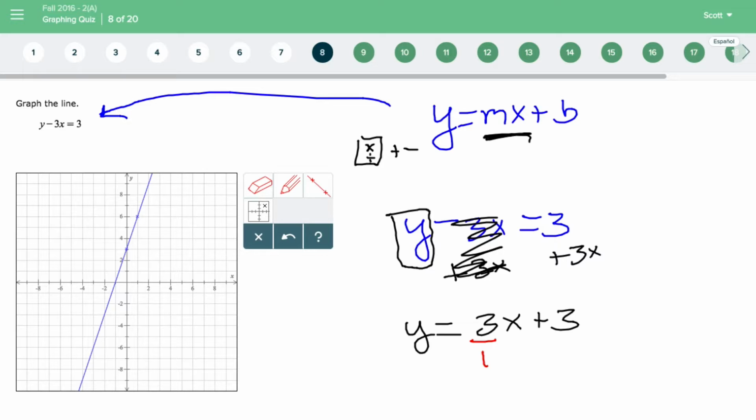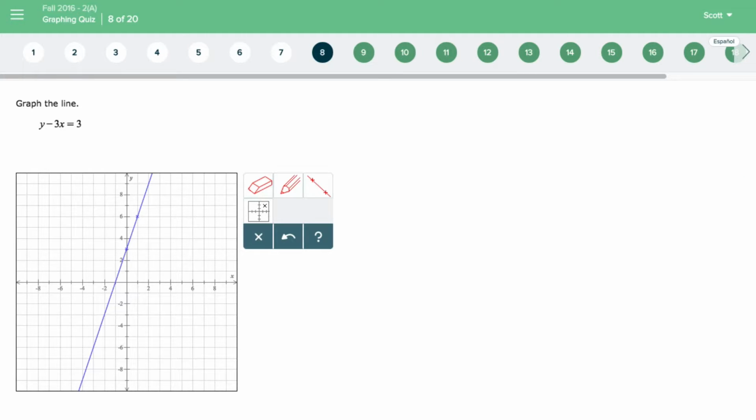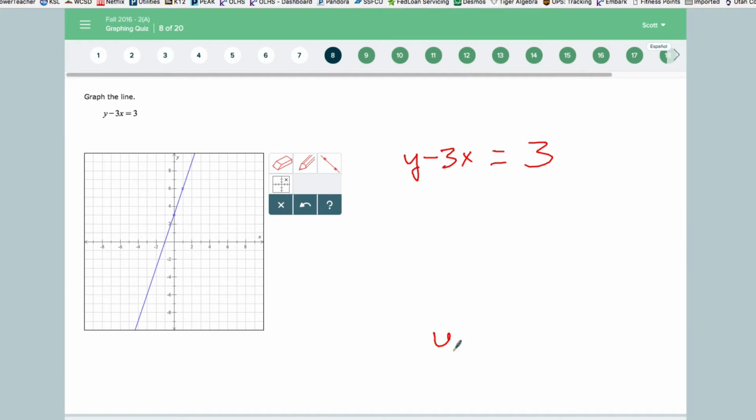Now the other way to solve that is to do the cover-up method. Y minus 3x equals 3. Now I want to know what y equals and what x equals. So when I have the y, I get rid of the x. And that leaves me with y equals 3. I just cover up the x because I want to know when x is 0, what is y? Y is 3. So that's my y-intercept.